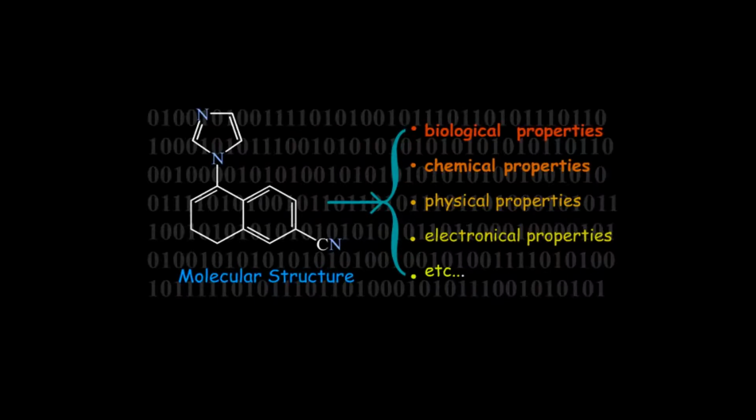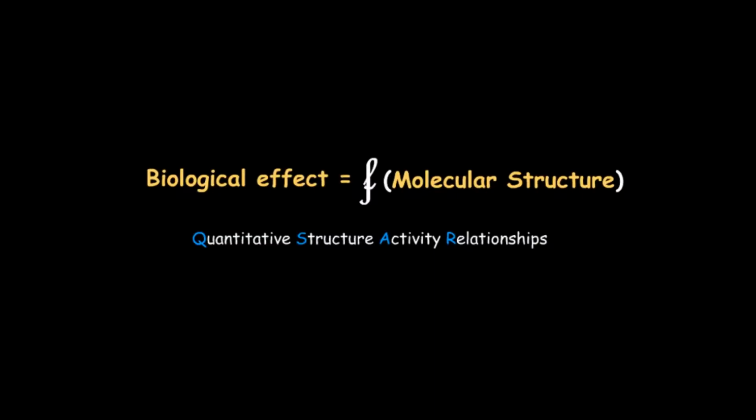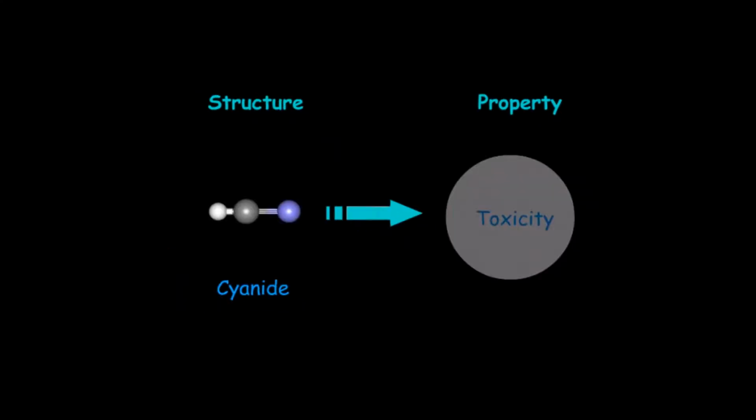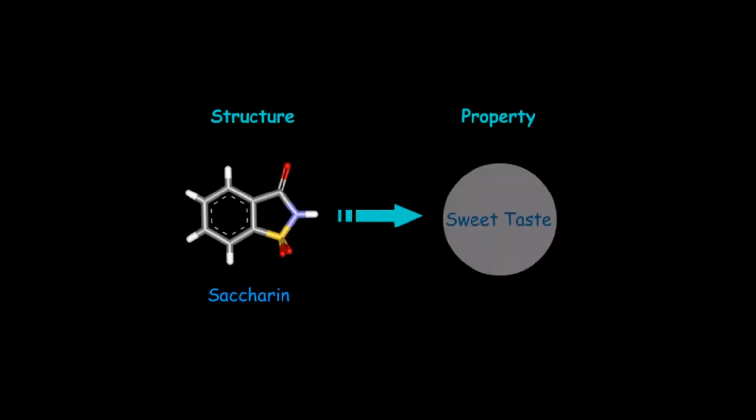Once you got the chemical structure, when you look at it in a pictorial format, from the literature you will be getting biological properties, chemical properties, physical properties, and electronic properties. Now, when we are talking about anti-cancer agents, we know that the compound is anti-cancer, that is a biological effect, which should be a function of molecular structure. Here I'm showing some simple examples for the beginners. There is a chemical structure called paracetamol, which relieves the pain, which everyone knows. There is a structure called cyanide, which we know is toxic. There is another structure, saccharin, which has a sweet taste.